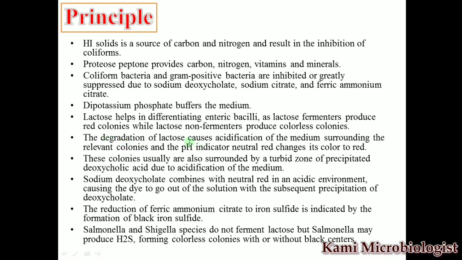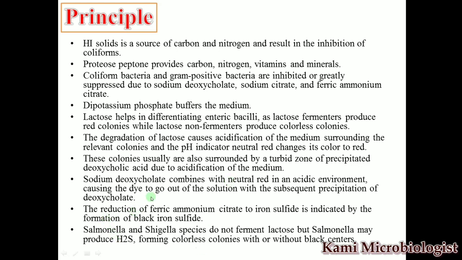Then we have the lactose degradation, if it occurs. What happens? It will change the medium pH into acidic, and in this way what do we get? Colonies that turn the neutral red indicator to red. These colonies are usually also surrounded by a turbid zone of precipitated deoxycholic acid due to the acidification of the medium. Sodium deoxycholate will combine with the neutral red in an acidic environment, and in this way it will cause precipitation of the deoxycholate.